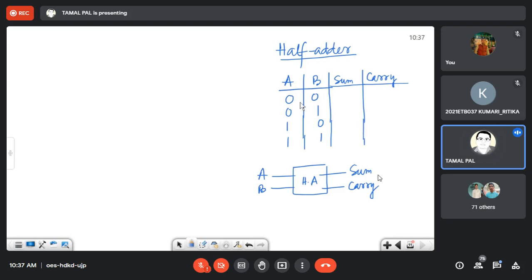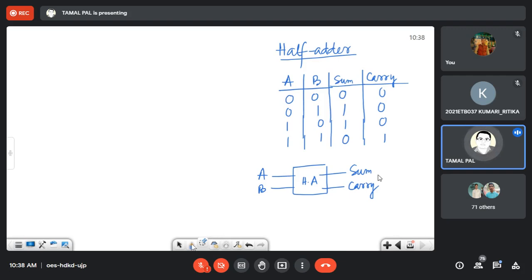Now, what is the sum? 0 and 0 is 0. 0 plus 1 is 1. This is sum, not OR operation. 1 plus 0 is 1. And 1 plus 1 is 0 with carry 1. And in the rest of the cases, carry is 0. I think it is quite like decimal operation.